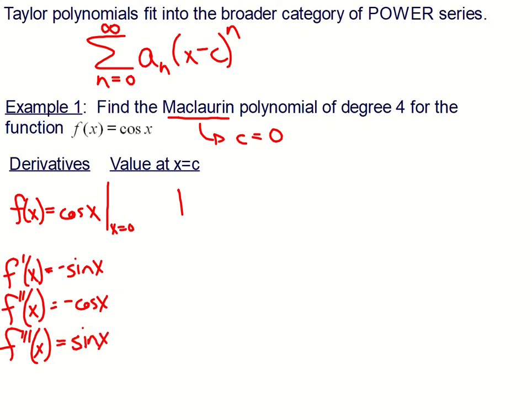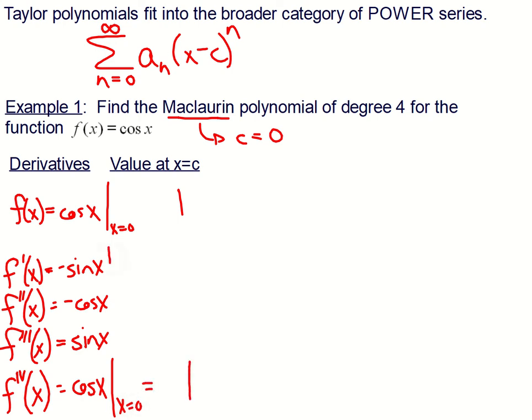And if I'm finding a degree 4, that means that I'm going to have to get to the fourth derivative. You can write that with a little Roman numeral 4 up there, or you can write it with the number 4 in parentheses, so that it doesn't mean f of x to the fourth power, but it actually means the fourth derivative if you put the little 4 in parentheses. So the fourth derivative would be back to cosine x, the original function. Evaluated at x equals 0, we've already done that. It's going to equal 1 right there.